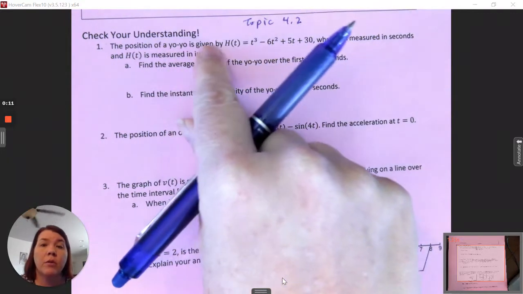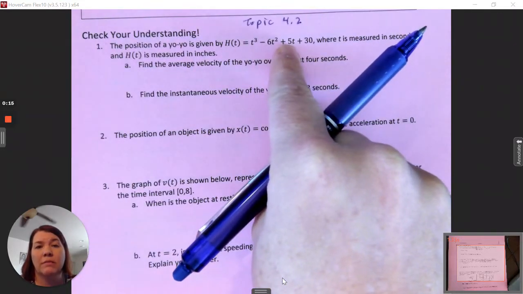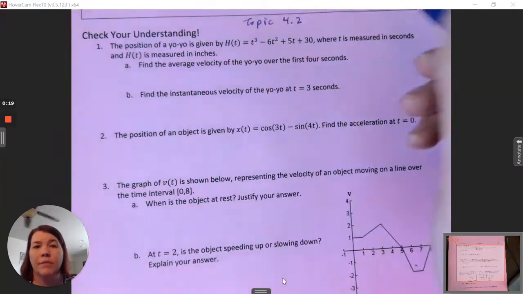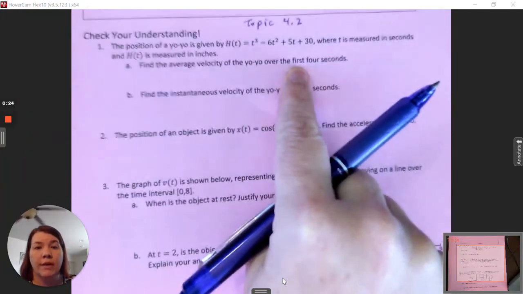A position of a yo-yo is given by h of t equals t cubed minus 6t squared plus 5t plus 30, where t is measured in seconds and h of t is measured in inches. Find the average velocity over the first 4 seconds.